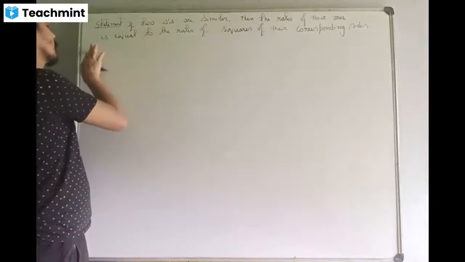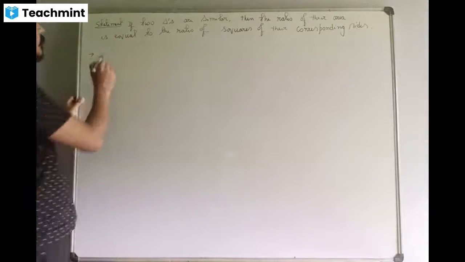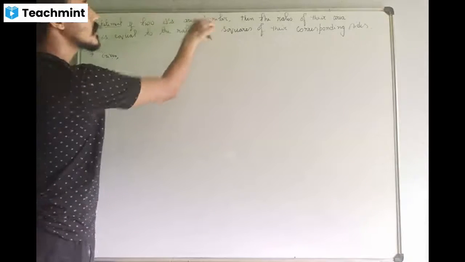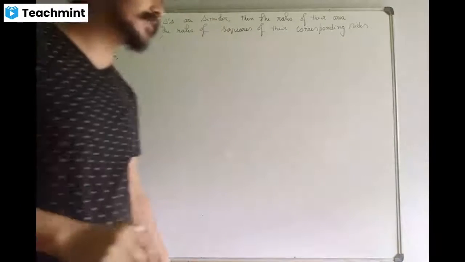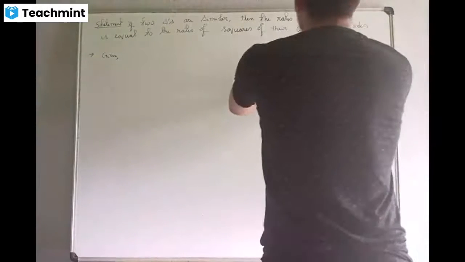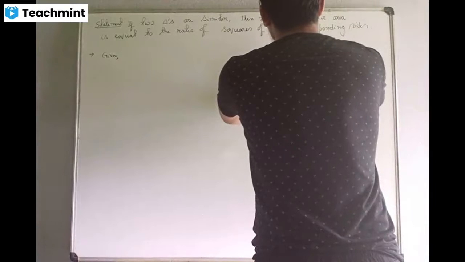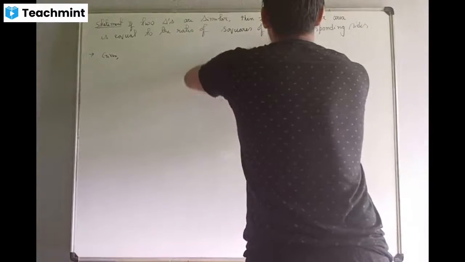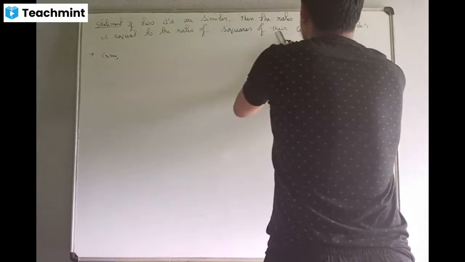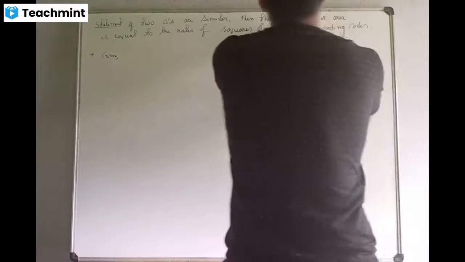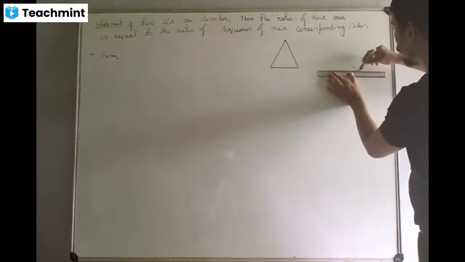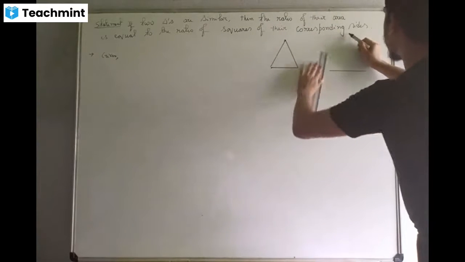So proof. Okay, so what is given here, class? What is given here? If two triangles are similar. So all we have is two similar triangles. Okay, all we have here is two similar triangles. So I'm going to draw two similar triangles. This is your first triangle. And this is your second triangle.